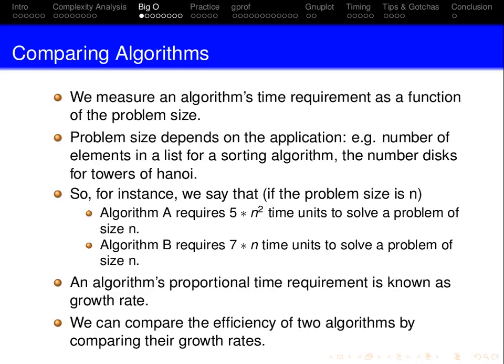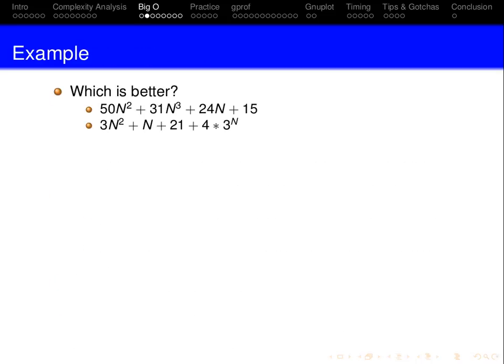An algorithm's proportional time requirement is known as the growth rate. So we have to start looking at what the growth rate of a function is. Which one is going to grow faster, algorithm A or algorithm B? Algorithm A. Why is algorithm A going to grow faster? Because of the n squared. If you were to graph both of them, the y would go up faster. The growth function will increase substantially.